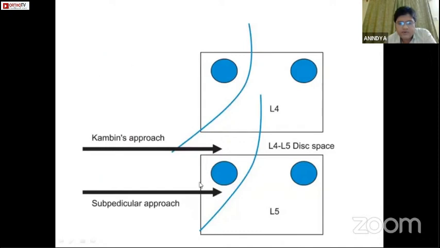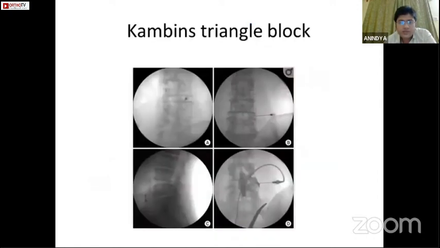The lateral border of the vertebral body and the inferior part of the pedicle. So this is basically the safety triangle region. This is the Cambin's triangle region. So these two anatomical landmarks, if you can identify in the X-ray, in the fluoroscopy, and if you get your C-arm aligned very well so that you can see all these landmarks, then all you have to do is just put your needle in the desired space. Right. So here is a picture of the Cambin's triangle block.